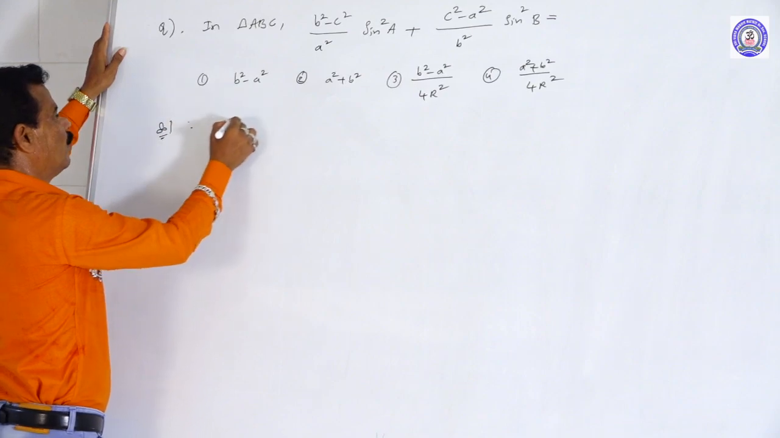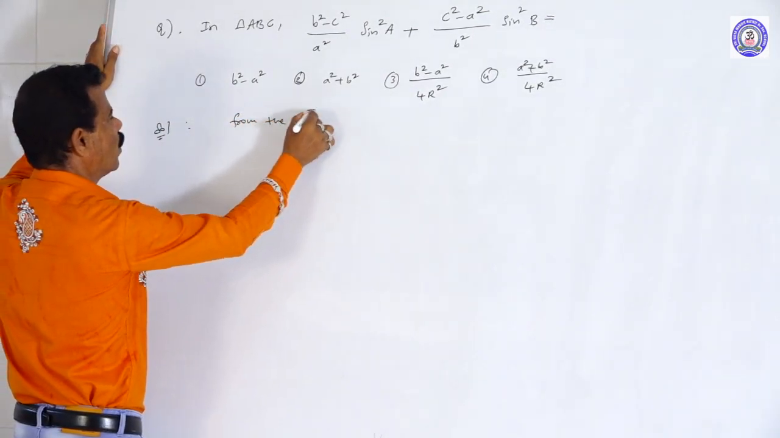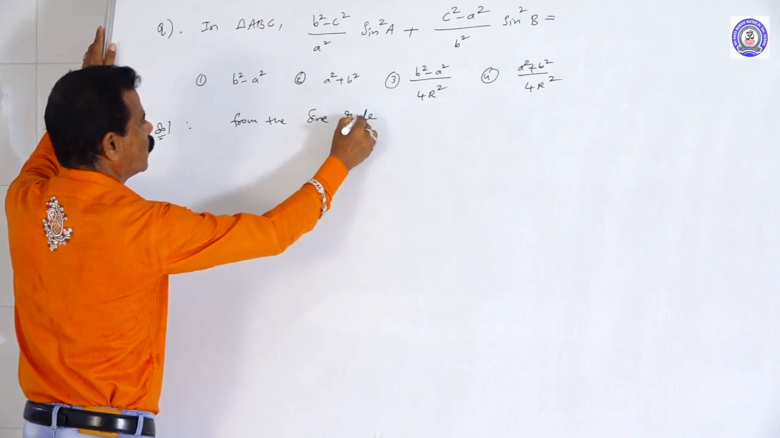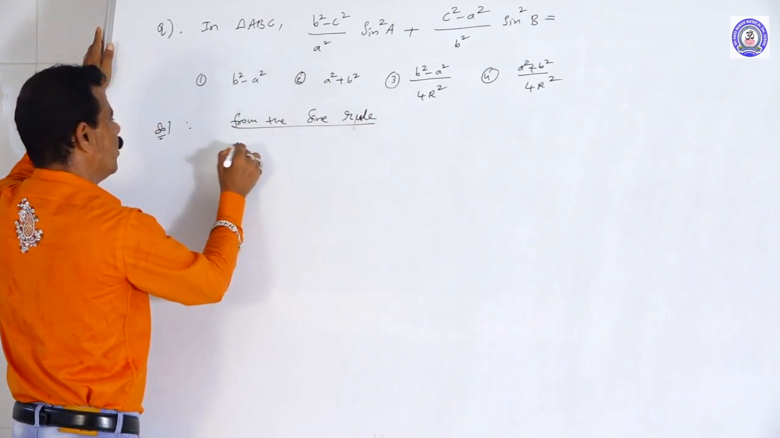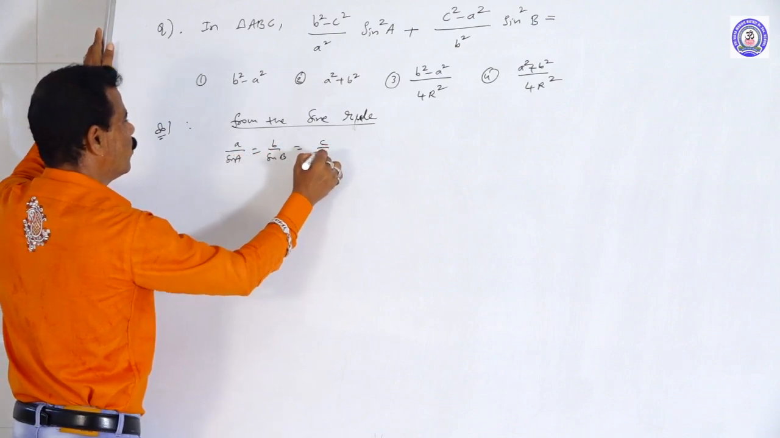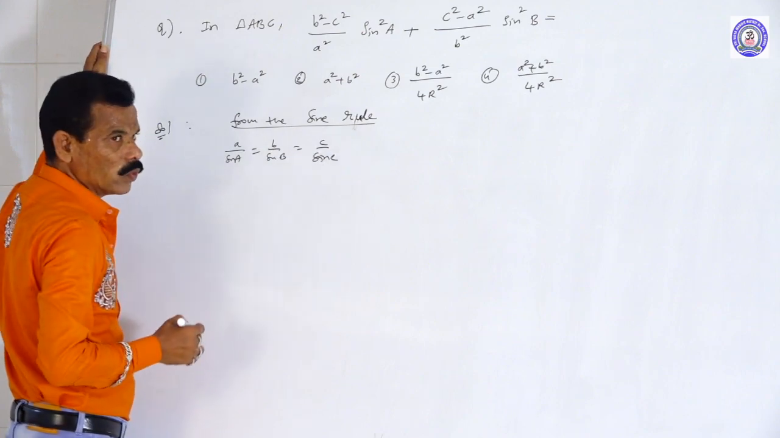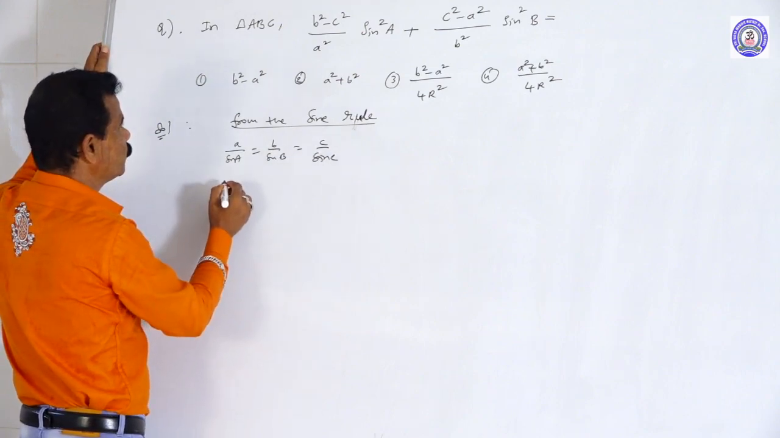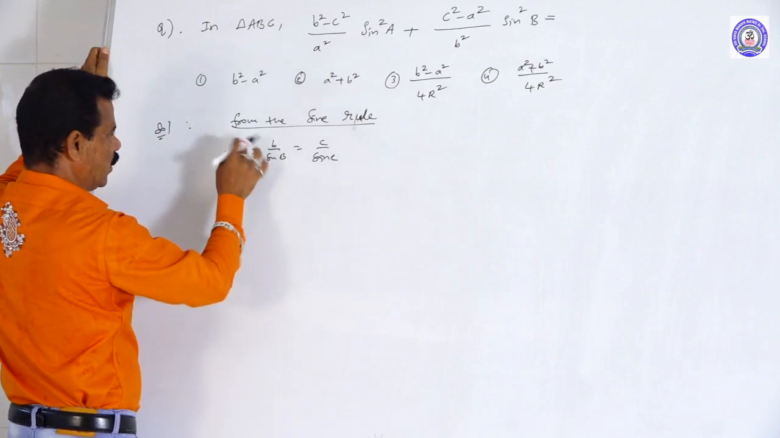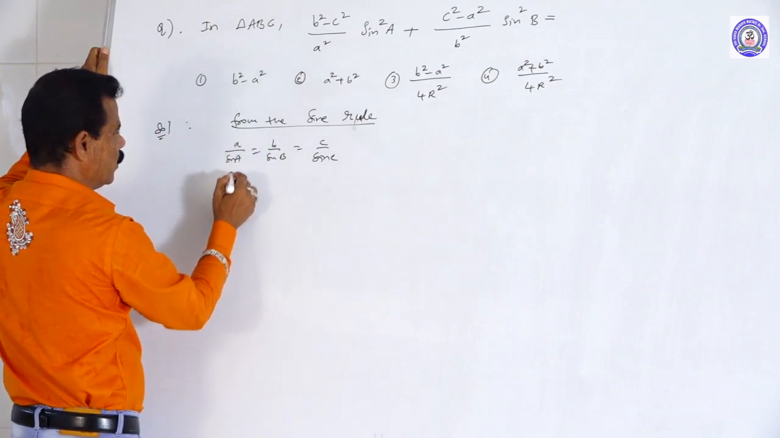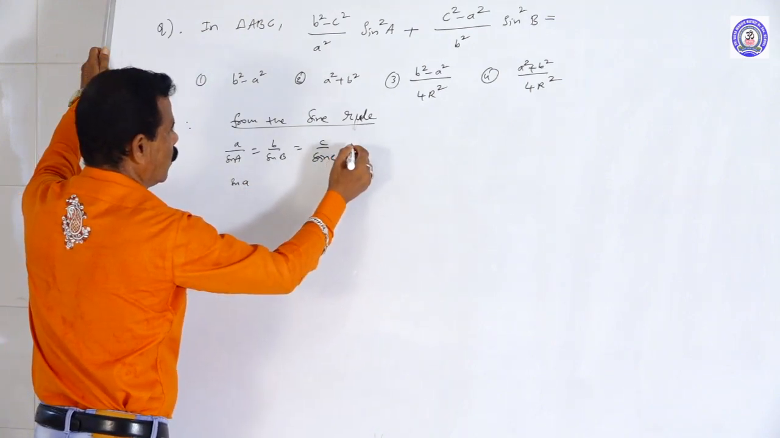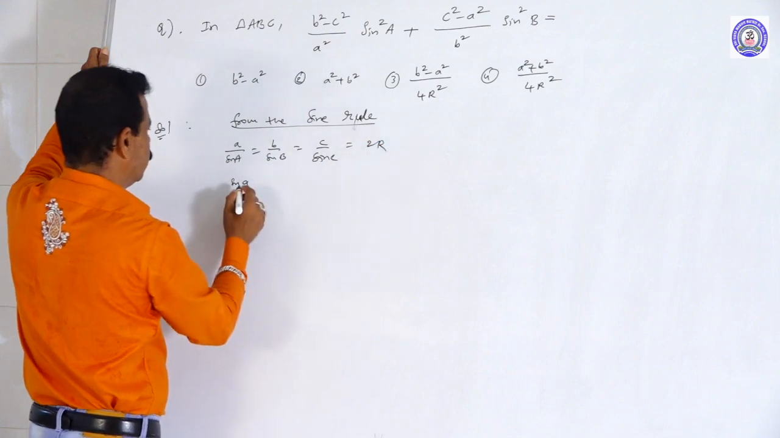Solution. From the sine rule. What is the sine rule? A by sin A is equal to B by sin B is equal to C by sin C. This is the sine rule. According to this, here a by sin A is given. If we take the reverse order, sin A by a is equal to 2R here.